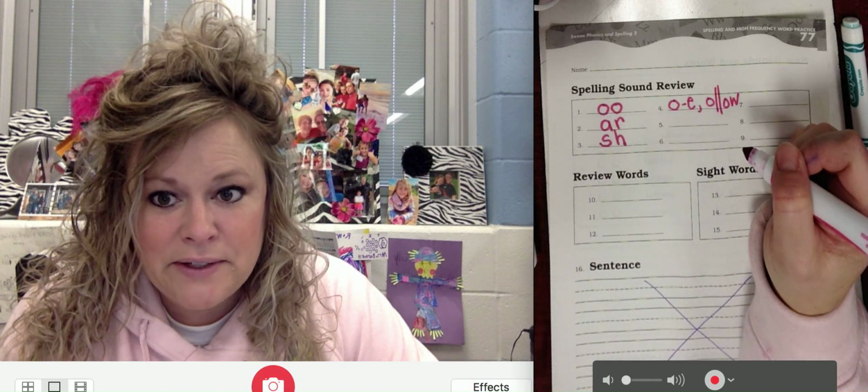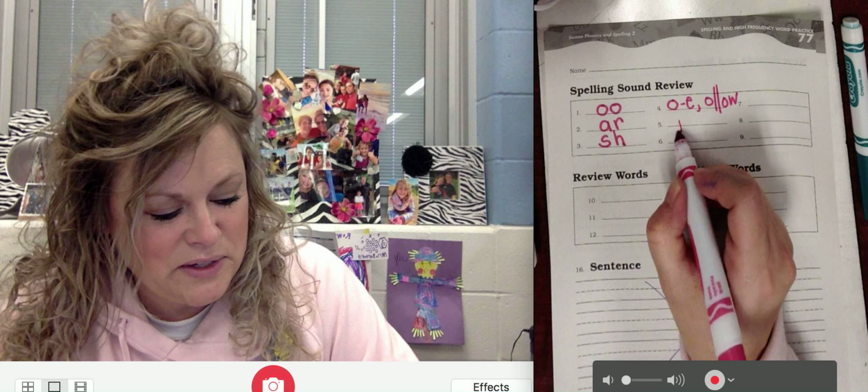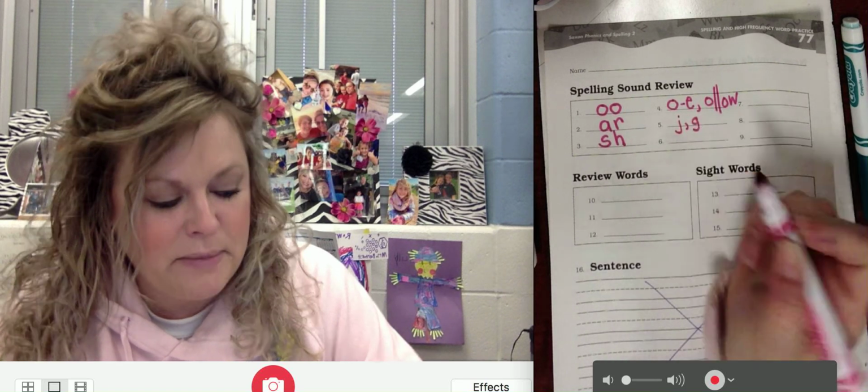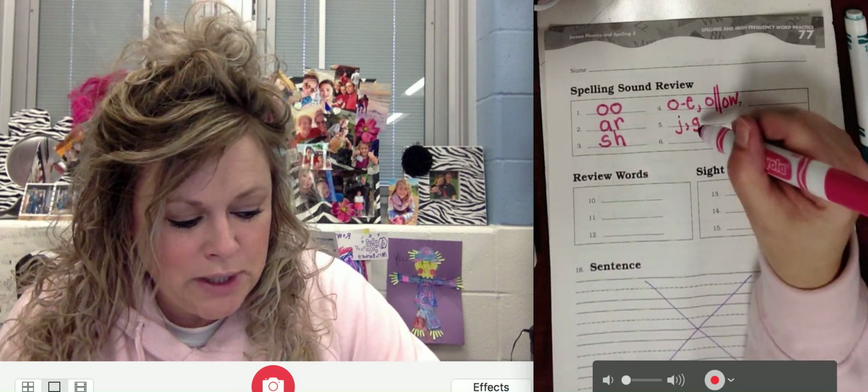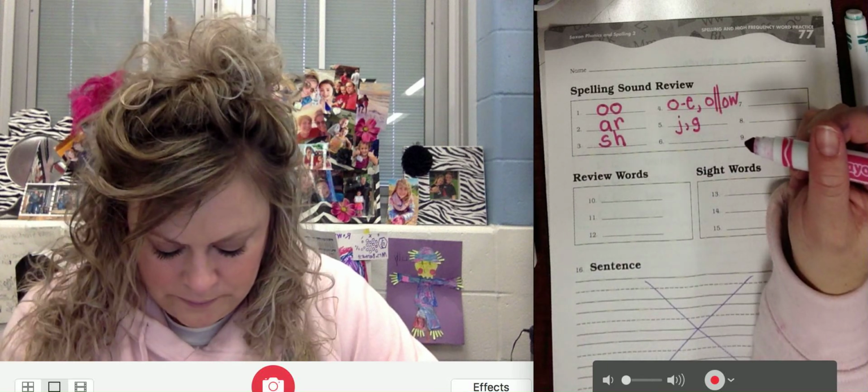Number 5, here's a new one. See if you remember J. Repeat. Good. Jack in the Box and giraffe. When G is followed by an E, I, or a Y, it sounds like the soft J.